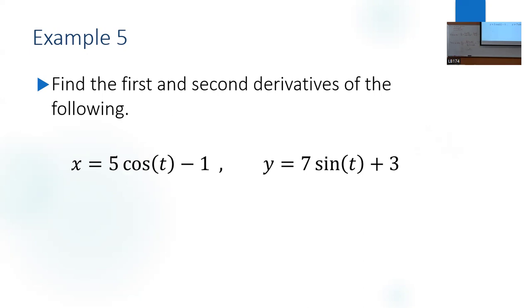Same thing here. This is an ellipse. If I want to find first and second derivatives of an ellipse, I'll go do this one on my own. So here x is equal to 5 cosine t minus 1, and y is equal to 7 times sine t plus 3.